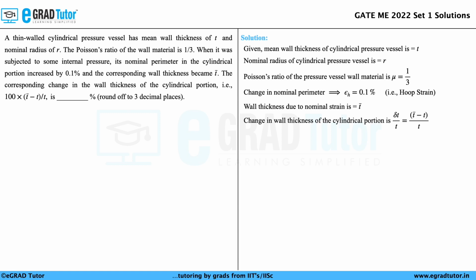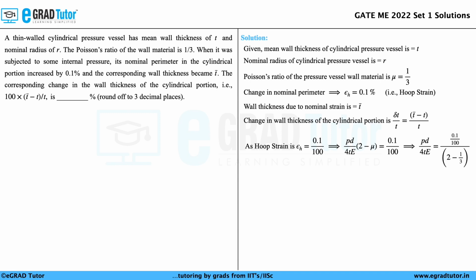Since it is given that hoop strain is equal to 0.1%, and hoop strain for a thin-walled cylindrical pressure vessel is PD by 4TE into (2 minus mu), where P is the internal pressure, D is the diameter of the pressure vessel, T is the wall thickness, and E is the modulus of elasticity. On the right hand side we have 0.1%, which is 0.1 by 100. So substituting the value of mu equal to 1/3, we get the value of PD by 4TE as 0.1 by 100 by (2 minus 1/3).